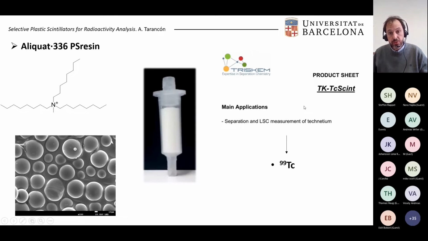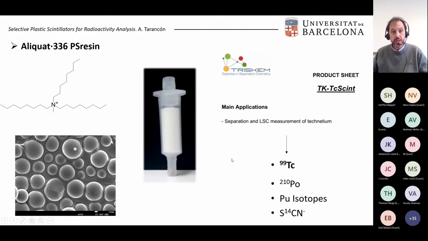These cartridges are now commercialized by Trischem and are mainly thought for the analysis of technetium 99, as I will show you next. But it is also possible to make analysis of polonium 210 and also plutonium isotopes, and also some anionic species, as for example carbon thiocyanate as well.